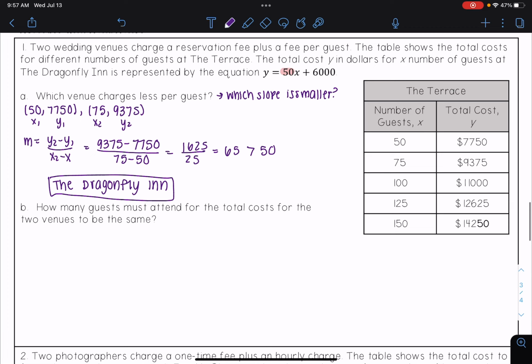Okay, then part B says, how many guests must attend for the total cost for the 2 venues to be the same? And so y represents the total cost. So we're looking basically when our 2 equations of our lines are equal to each other. So I already have the equation of the Dragonfly Inn, which is y equals 50x plus 6,000. I still need to find the full equation of the terrace. I have the slope, but now I need to use the slope and a point to find the equation. So I'm going to go ahead and just use that first point.